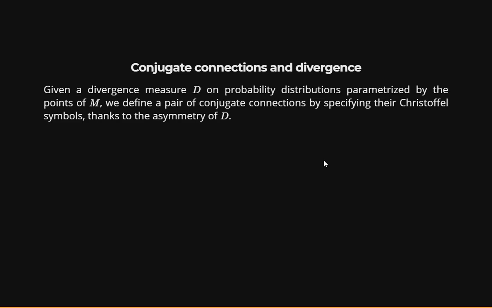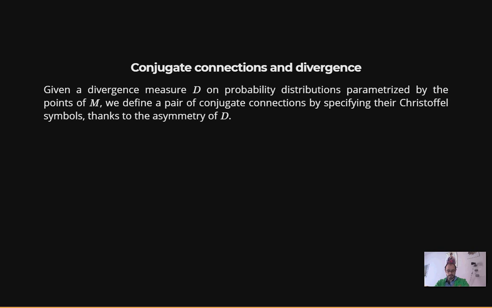Now, take any divergence measure on probability distributions. So you have, for example, the Kullback-Leibler or the distinguishability measure we talked about before. There are a number of other distances, measures, whatever you want to call them, that you can define.